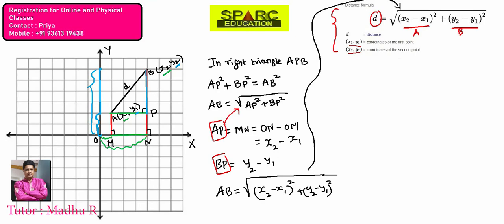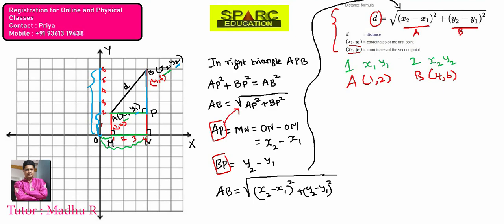Now, here in this example, let me calculate the distance AB. That's 1, 2, 3, 4. That's 1, 2, 3, 4, 5, 6. So the coordinates of point A are 1, 2, and the coordinates of point B are 4, 6. So point A is 1, 2, and point B is 4, 6. This is the first point, so its coordinates would be x1, y1. And that is the second point, whose coordinates will be x2, y2.